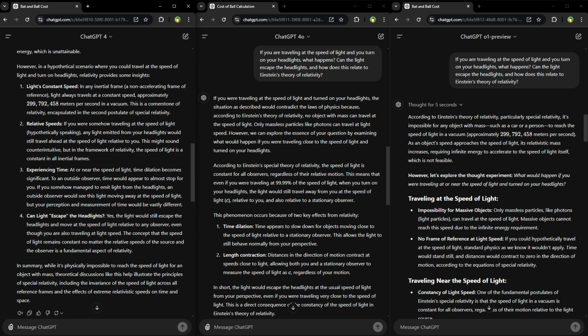Answer from ChatGPT-4o is concise and straightforward, offering a more digestible explanation of the constant speed of light and key relativistic effects like time dilation and length contraction without getting too deep into the complexities of relativistic mass. It focuses more on the practical implications of turning on the headlights close to light speed.